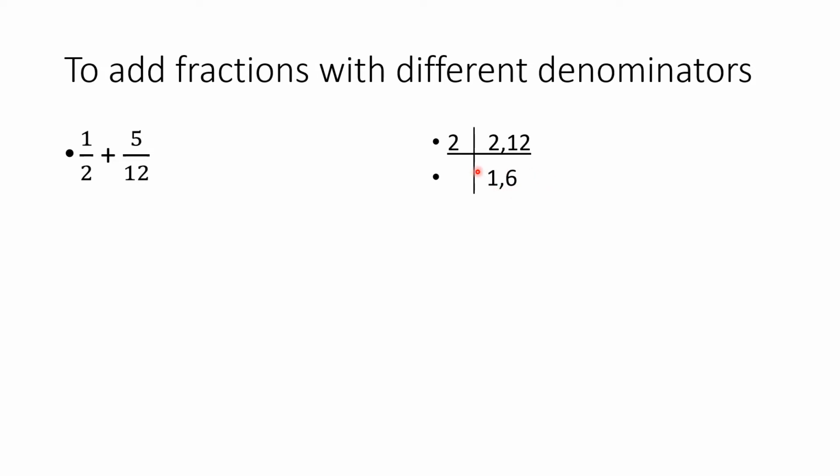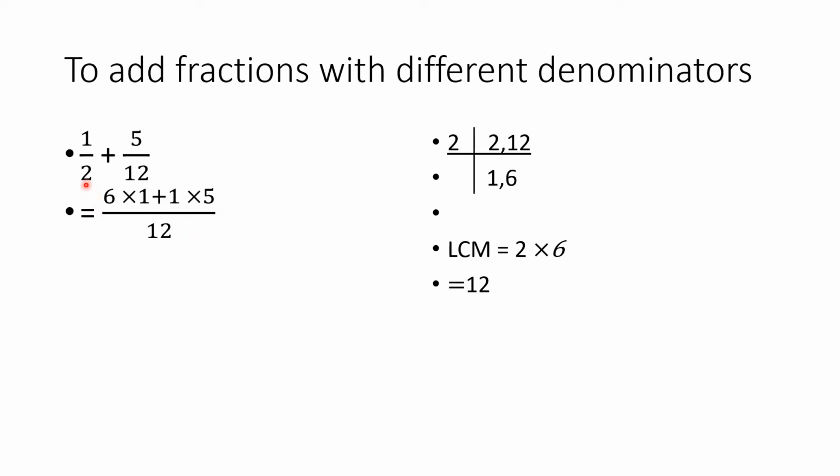Now there is no common divisor. That's why we will find out the LCM by multiplying 2 and 6, which equals 12. So LCM equals 12. Now we will write this LCM as the denominator here.